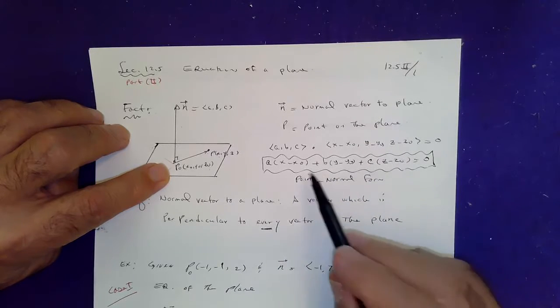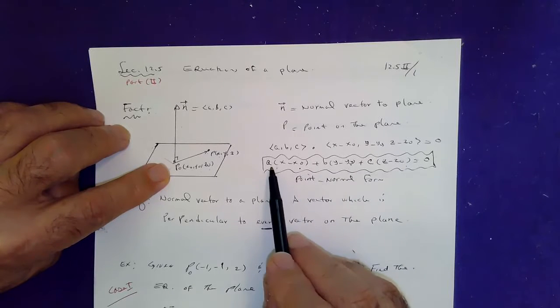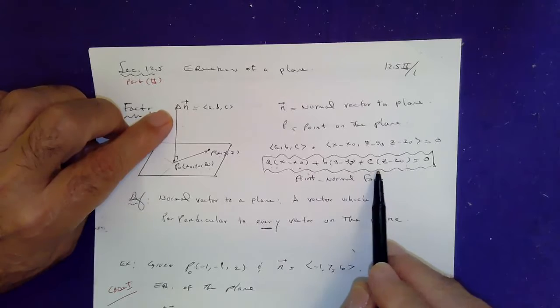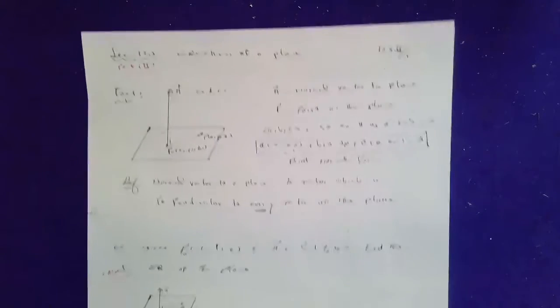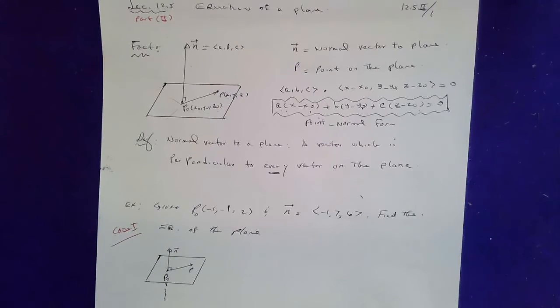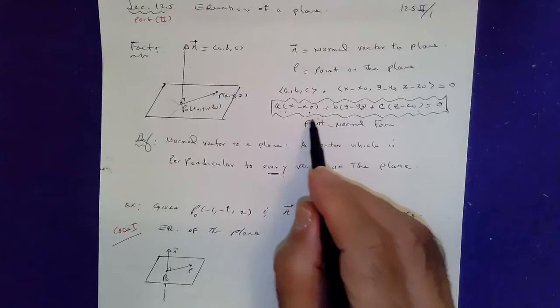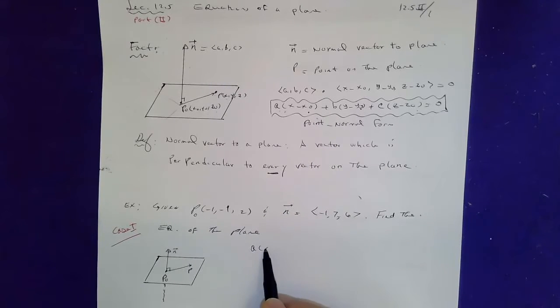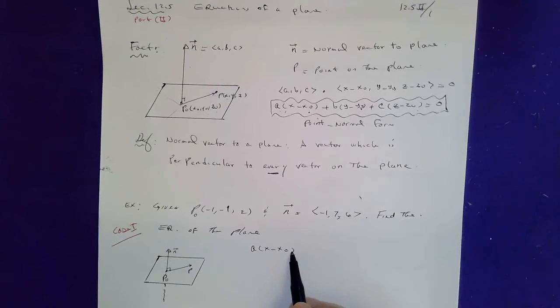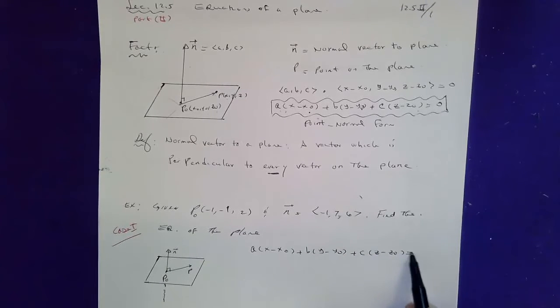The point happens to be x0, y0, z0, and the coefficients of these parentheses happen to be the components of the normal vector ABC. So here is the point, correct? The idea is, can we write the equation of a plane which goes through this point with the normal vector n? So I'm just going to use this formula. Remember the point normal form: A times (x minus x0), B times (y minus y0), what? C times (z minus z0) is equal to 0.